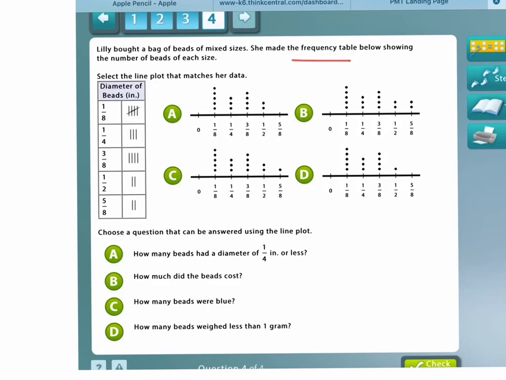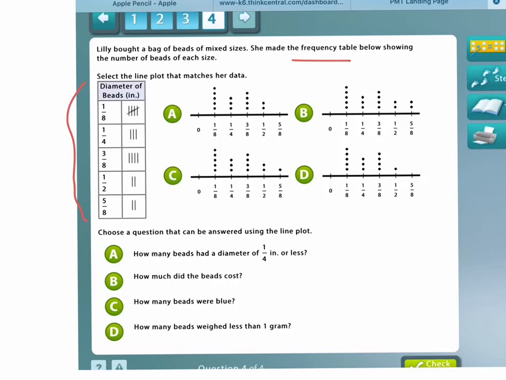So if you read the table correctly, for the diameter of 1/8, there were 5 of those beads. The diameter of 1/4, there were 3 of those. Diameter of 3/8, 4. Diameter of 1/2, 2. Diameter of 5/8, 2. So looking at the frequency table and matching it to our line plot, which line plot matches?